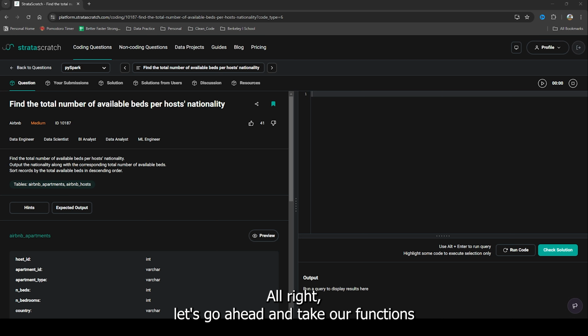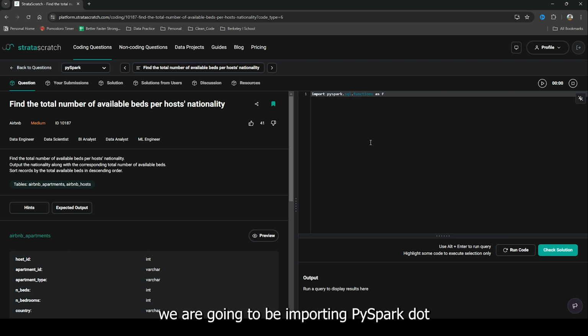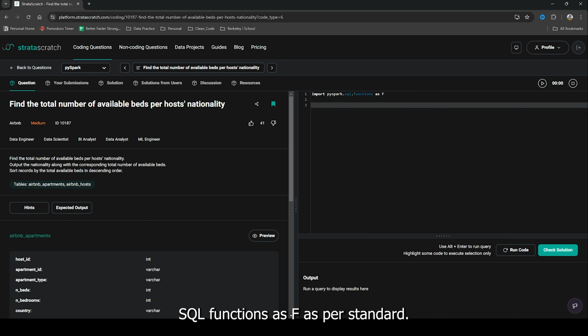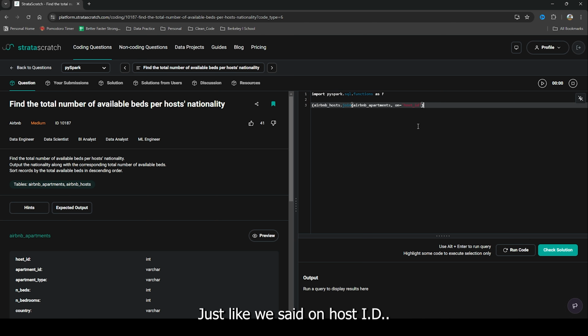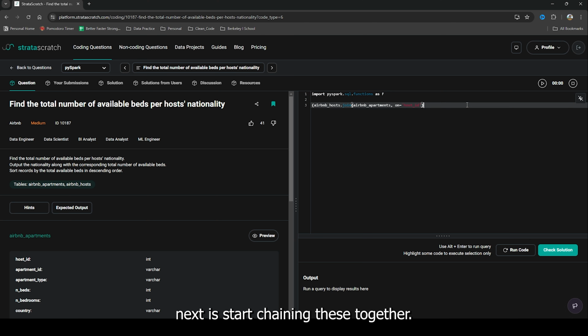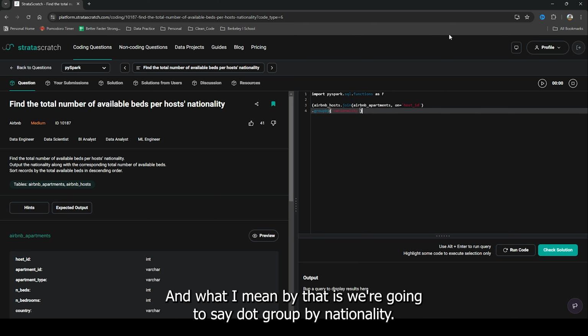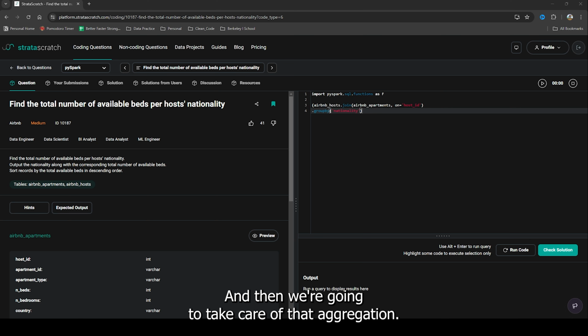All right, let's go ahead and take our functions and compose them all together to find a solution. We are going to be importing pyspark.sql.functions as per standard. And then the first thing we're going to want to do is join our data together, just like we said, on host ID. And then from that, what I think we're going to do next is start chaining these together. What I mean by that is we're going to say .groupBy nationality, and then we're going to take care of that aggregation.